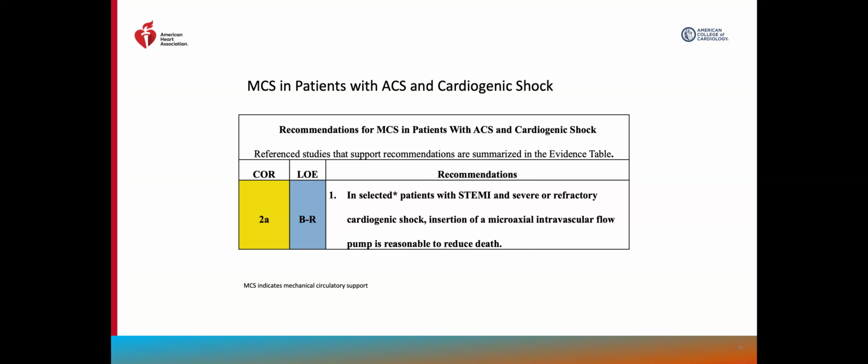In selected patients with STEMI and severe or refractory cardiogenic shock, insertion of a microaxial intravascular flow pump is reasonable to reduce death. The guideline made this recommendation on the basis of the results of the DanGer Shock trial, which we will look at right after this. And this slide I obtained from the ACC slide deck for their guidelines.